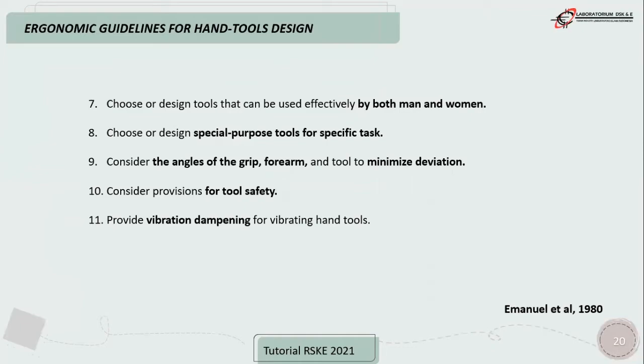The ninth is the angles of the grip for arm and tool should minimize deviation. The tenth is consider provisions for tool safety. And the last is provide vibration dampening for vibrating hand tools.